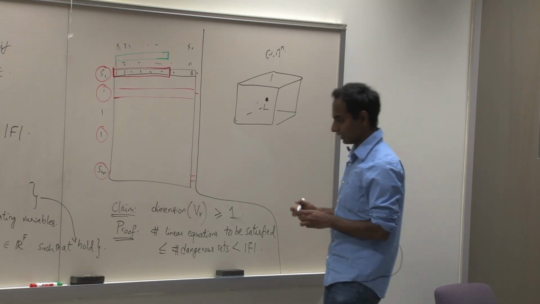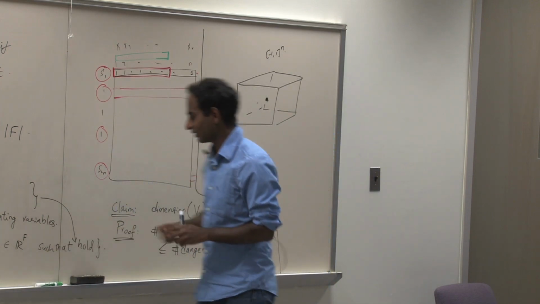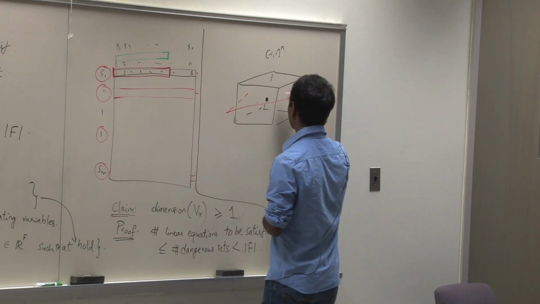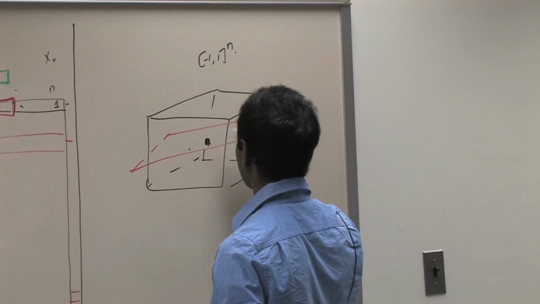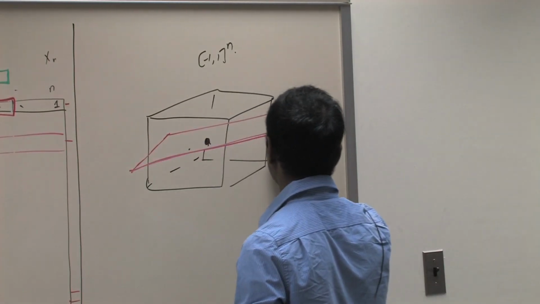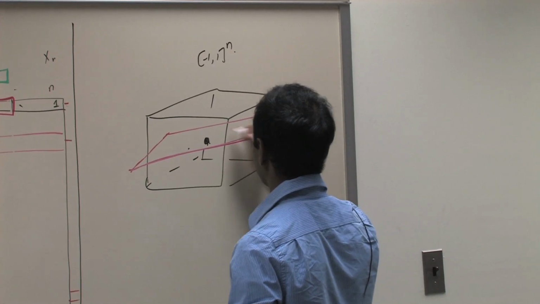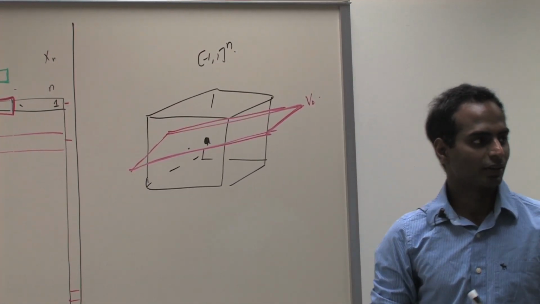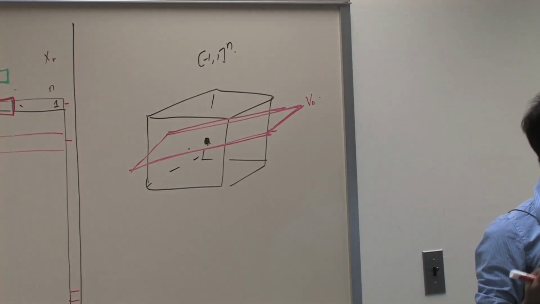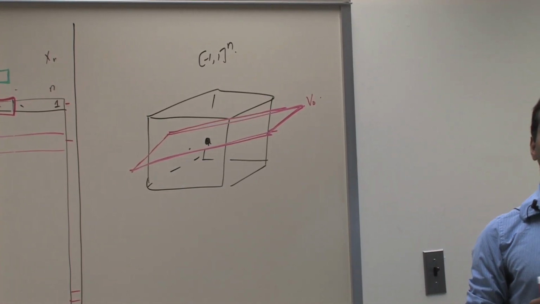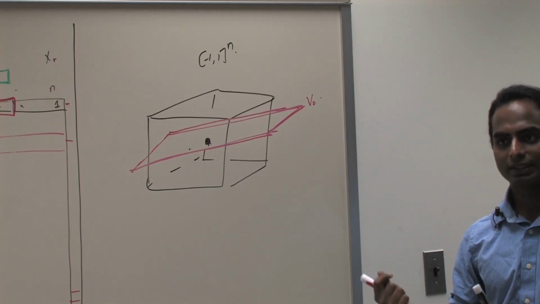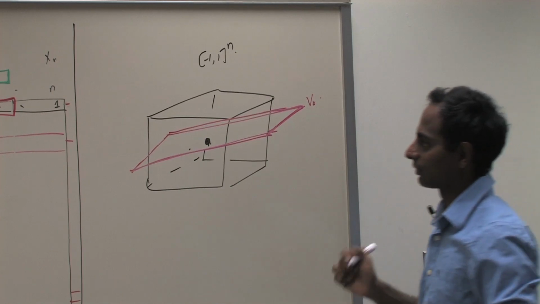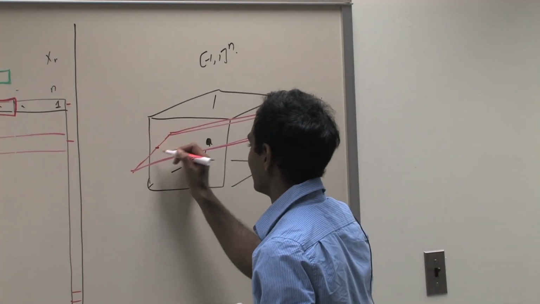So it looks, maybe, something like this. Okay, this is V0, let's say. All we know about it is that it's non-empty. And if it is non-empty, that means it has a line in it. So there exists some line.